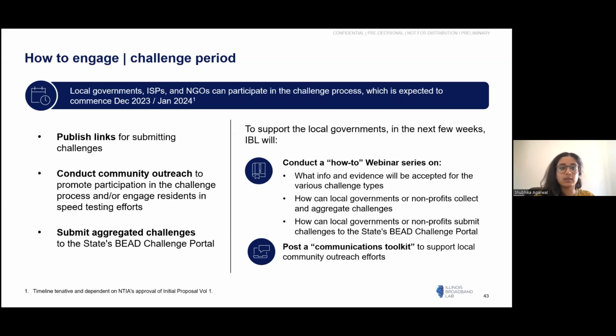Really quickly, I'm going to get to how to engage during the challenge process, and a lot of this is forthcoming. It's anticipated that we start the challenge process in December, but more likely in January next year. So what's really expected is publishing links for submitting challenges, conducting community outreach so that everybody is aware and can actively participate in the process. And then if you are a local unit of government or nonprofit, basically aggregating some of those challenges and submitting it to the state through the BEAD challenge portal.